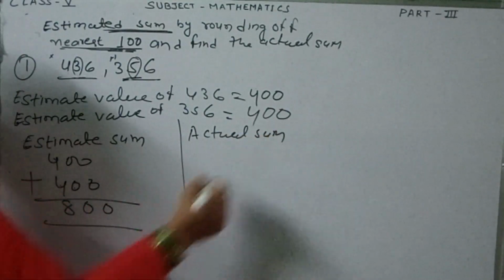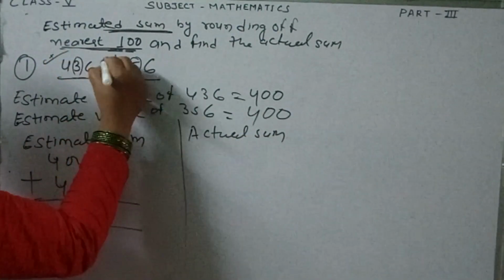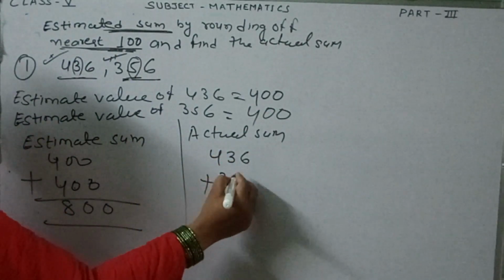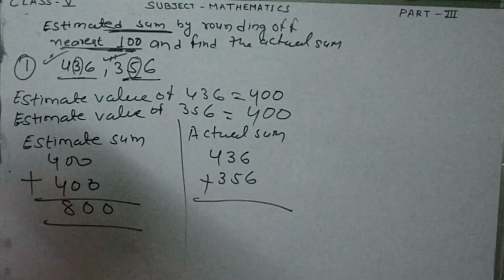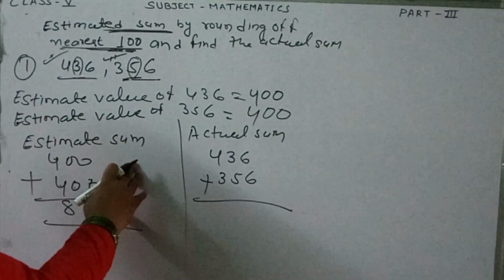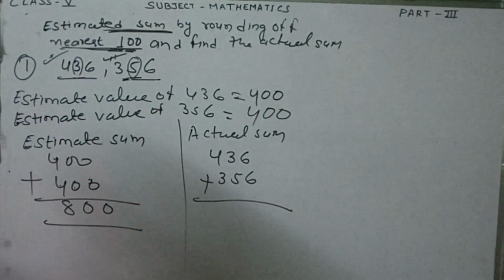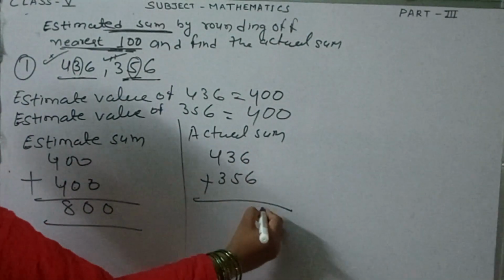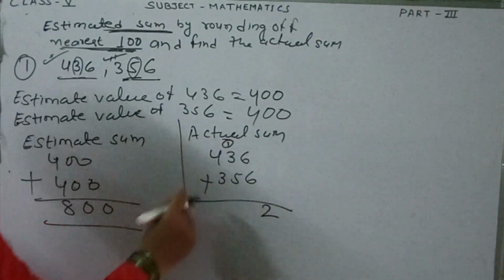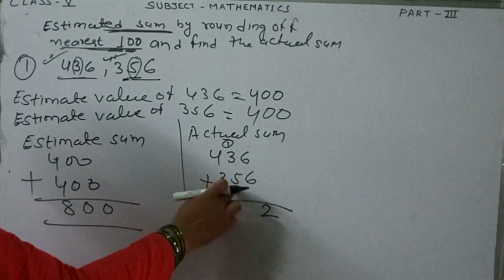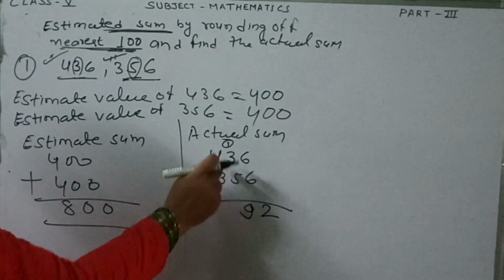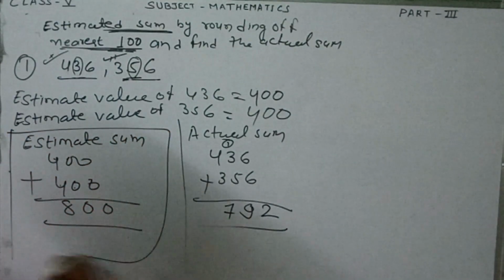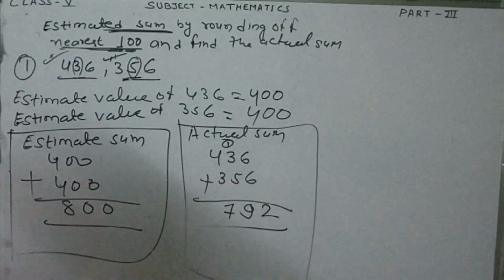Here you have to find the actual sum. What is the actual number? Actual number is 436 plus 356. We always have to start from the right side. Here ones: 6 plus 6, 12. Carry 1 here. Okay. Then 1 plus 3, 4 plus 5, 9. And here 4 plus 3 is 7. Here this one is your estimated sum and this one is your actual sum.